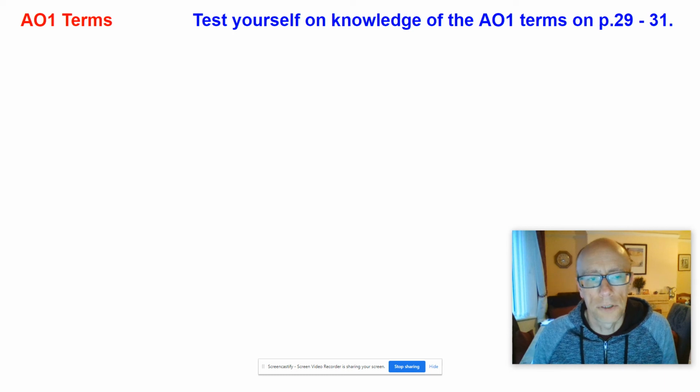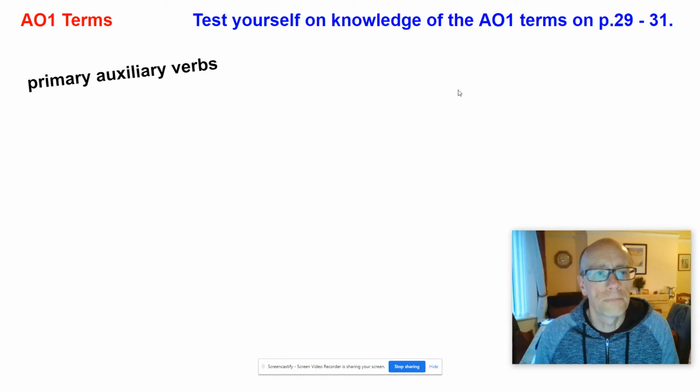And so what I've done on this screen is I've just picked out 10 randomly from those terms, which we'll talk through. Let's see if you can remember what these terms mean. Number 1, primary auxiliary verbs. Remember those? Yeah, so primary auxiliary verbs, there are 3 in English, aren't there? So there's to be, to have, and to do.